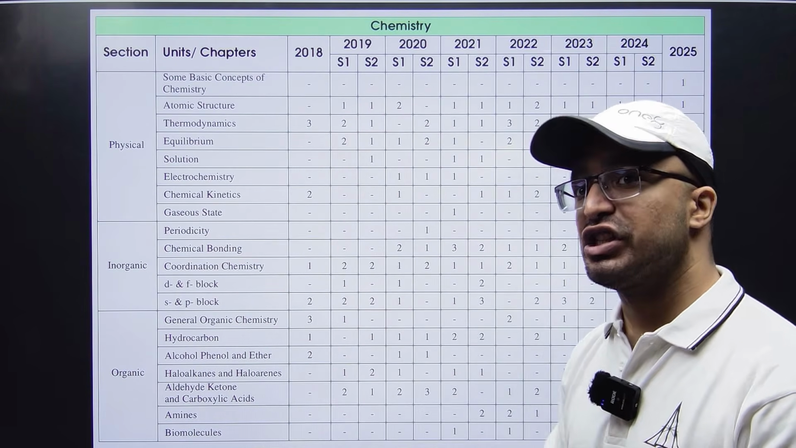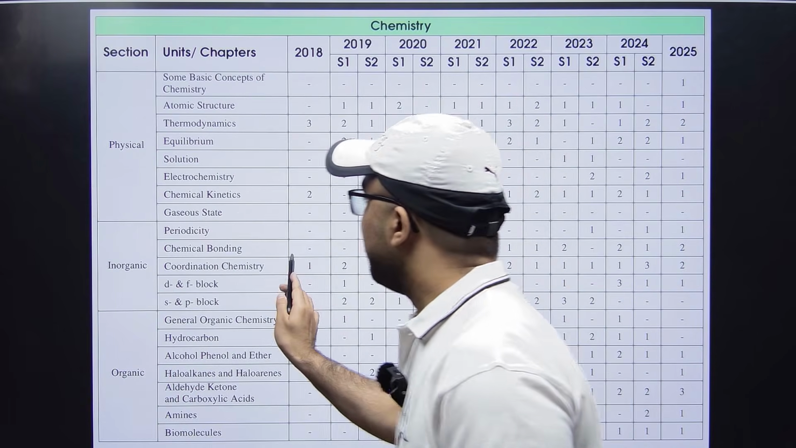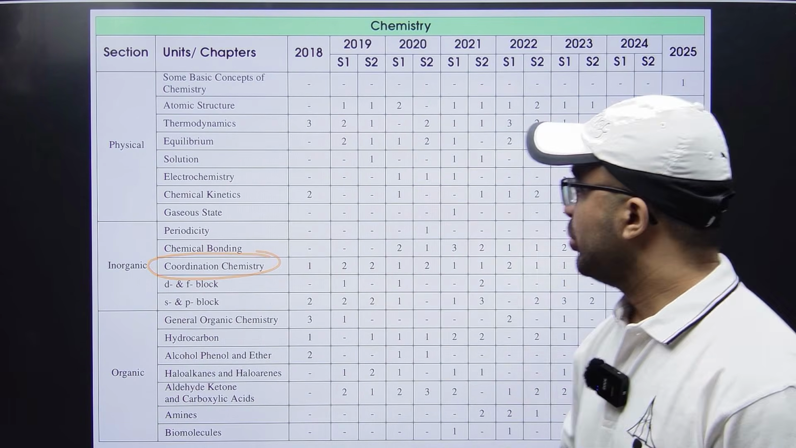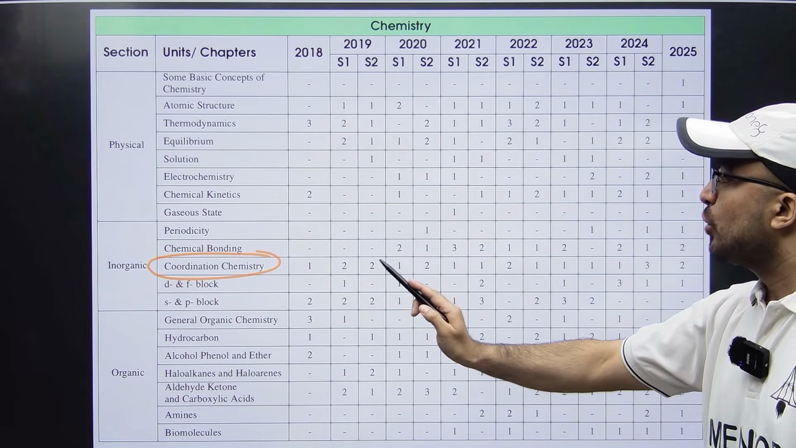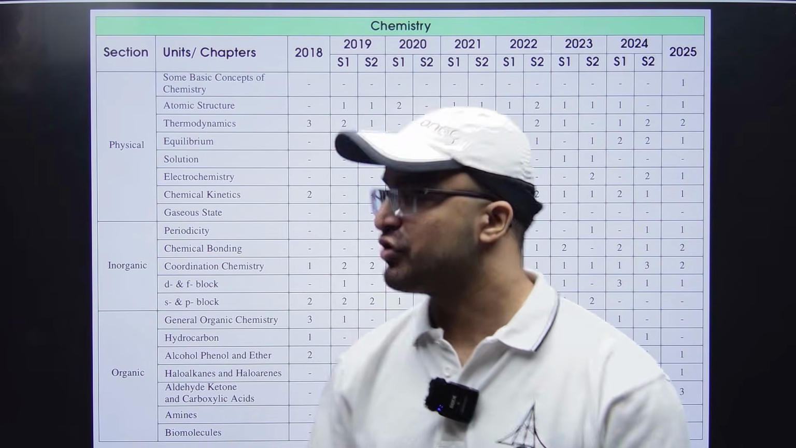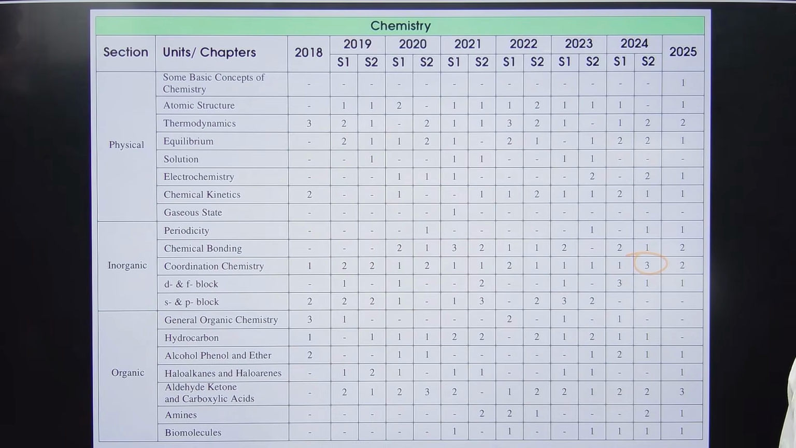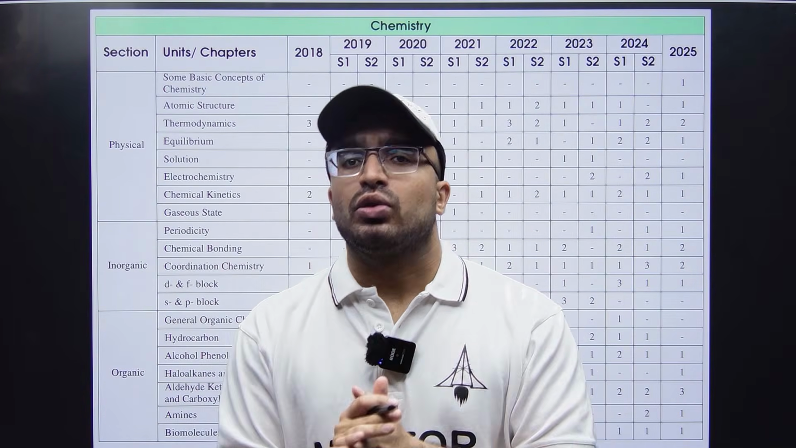The next chapter, which is very important and probably the most important chapter of your chemistry, is your coordination chemistry. You can see every year, not even a single year was there where NEST missed a question from coordination chemistry, and there were some years where NEST asked even 3 questions from coordination chemistry. So now let's move on to organic chemistry.